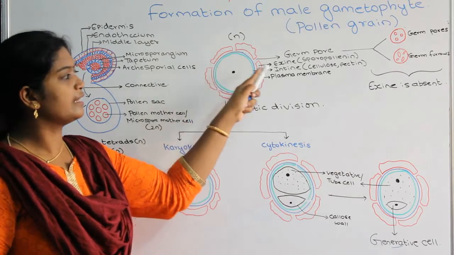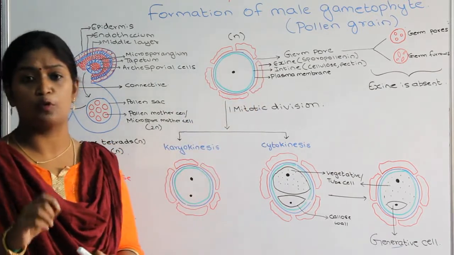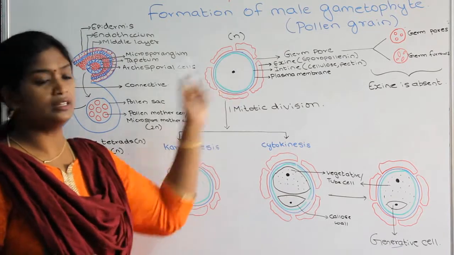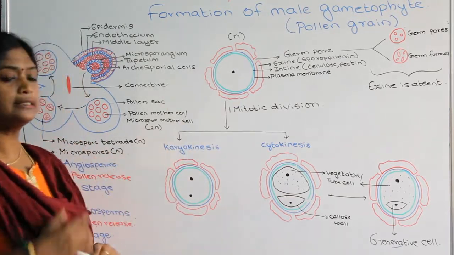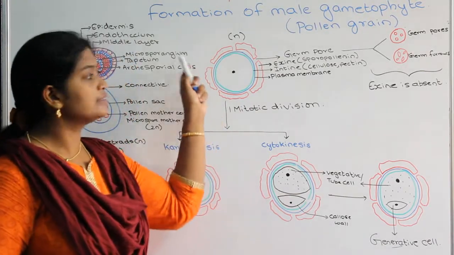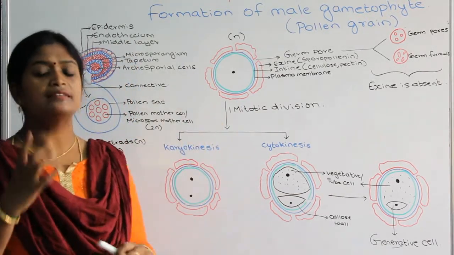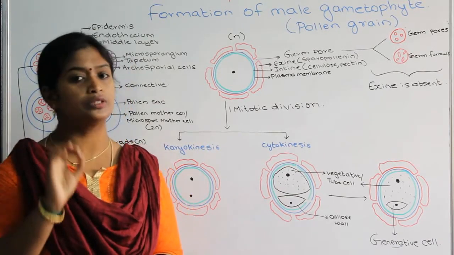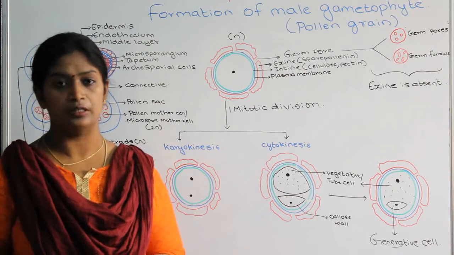Now, the exine mainly consists of sporopollenin, the most resistant substance on the earth. Now, why is this exine much harder? And why is this germ pore present? The exine is much harder because it consists of sporopollenin, the most resistant organic substance on the earth.